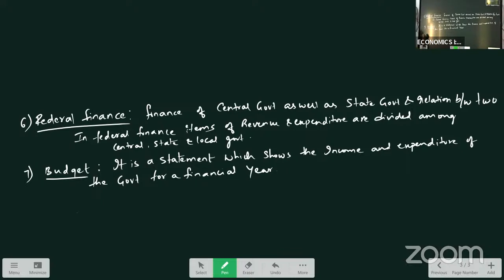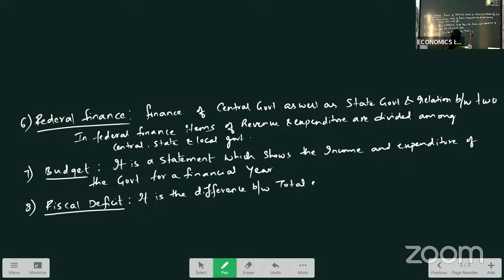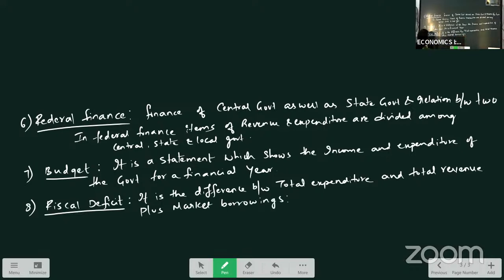Then next question you have fiscal deficit. Fiscal deficit is the difference between total expenditure and total revenue plus market borrowings. So you have to write down the formula here.